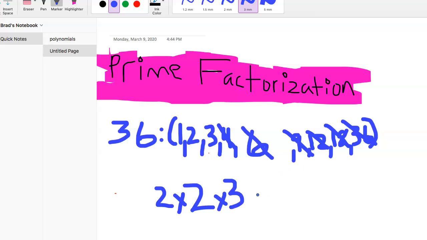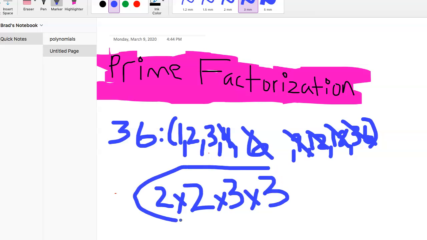Times 12, okay. And then 12 times what equals 36? Times another 3. Yep. And that will be our answer. That is the prime factorization of 36.